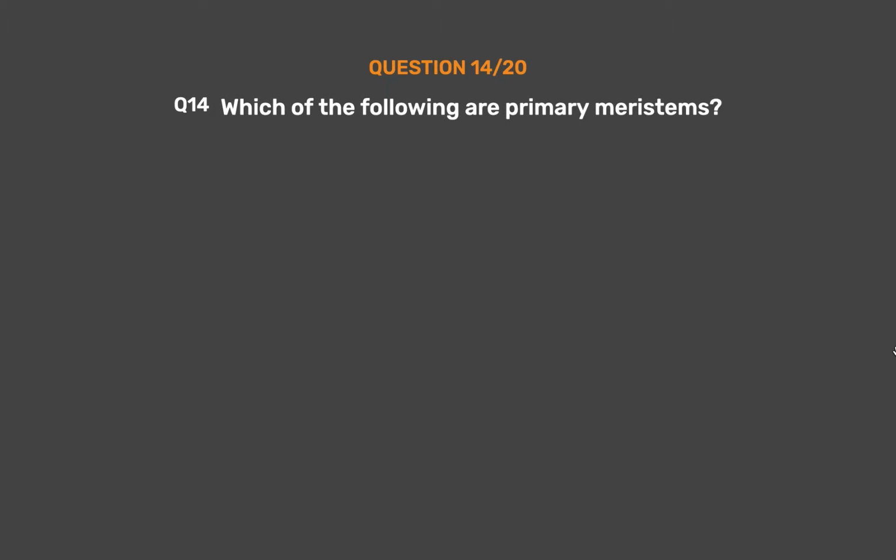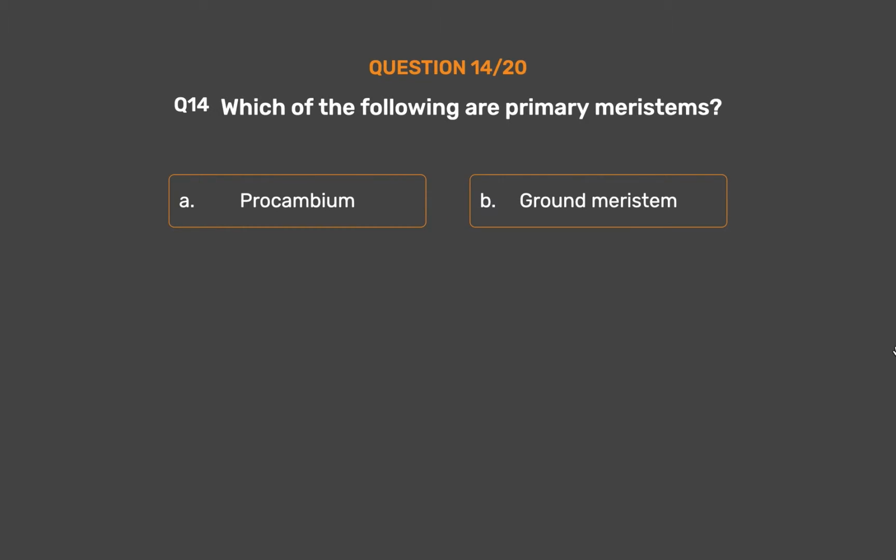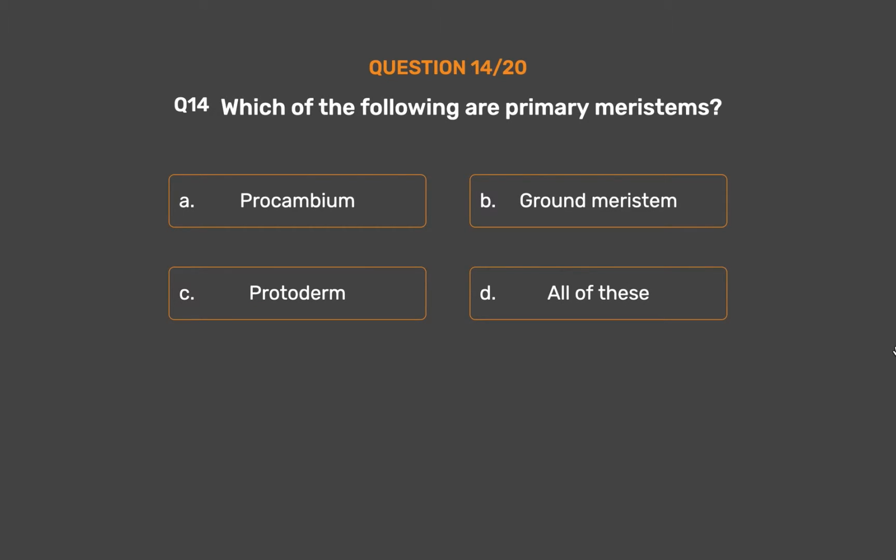Question number 14. Which of the following are primary meristems? Option A. Procambium. Option B. Ground meristem. Option C. Protoderm. Option D. All of these.